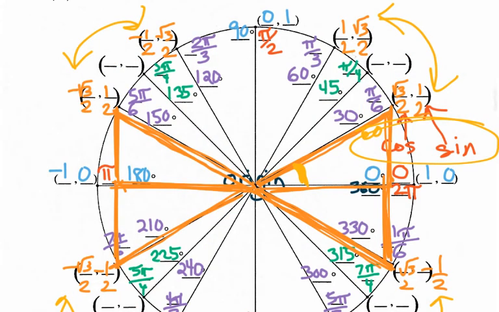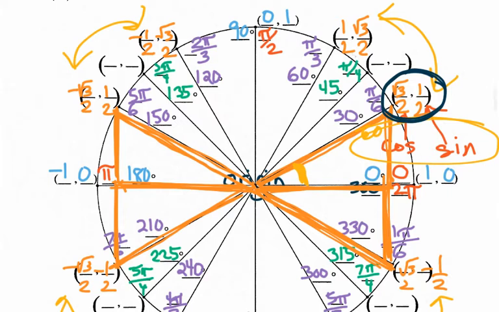Next, I did the same thing with the 30, 60, 90. Here it is in orange in all 4 quadrants. You'll notice that the sides, or the coordinates, are here. The long side along the x is root 3 over 2 because root 3 over 2 is 0.866 and 1/2 is 0.5. So the long side is the x, the short side is the y.